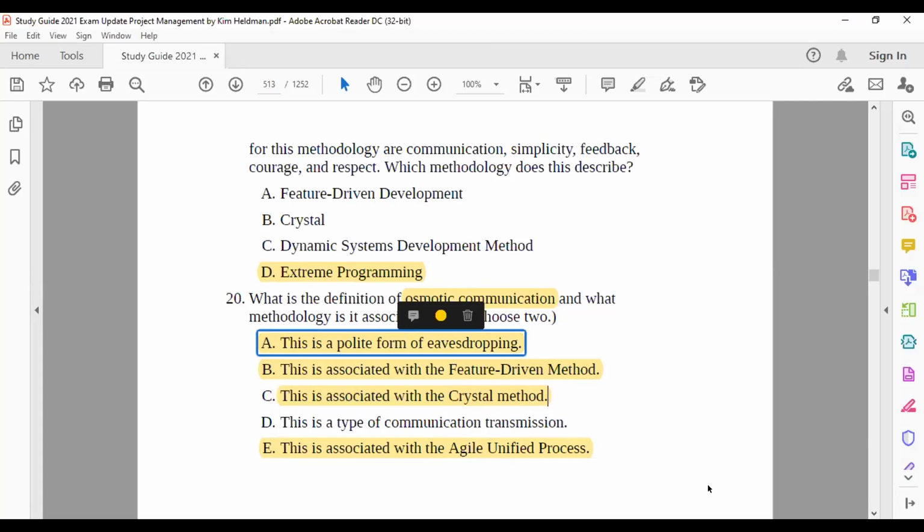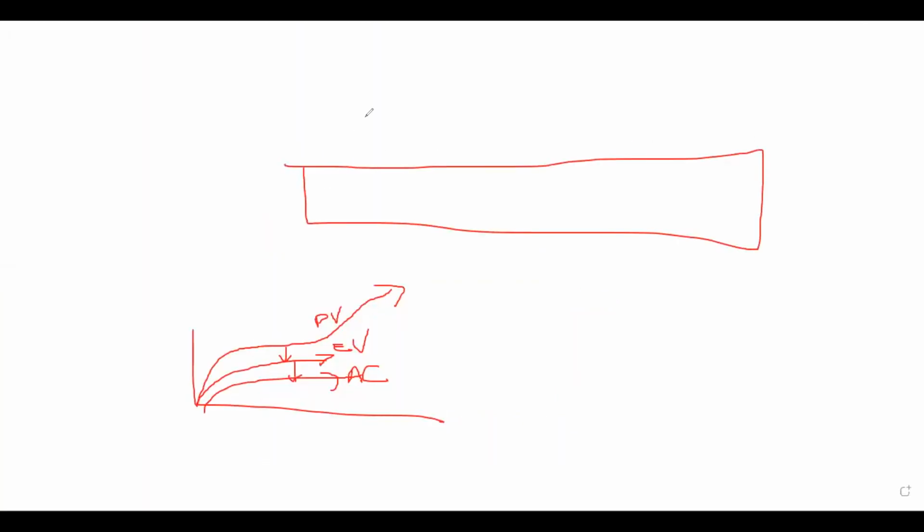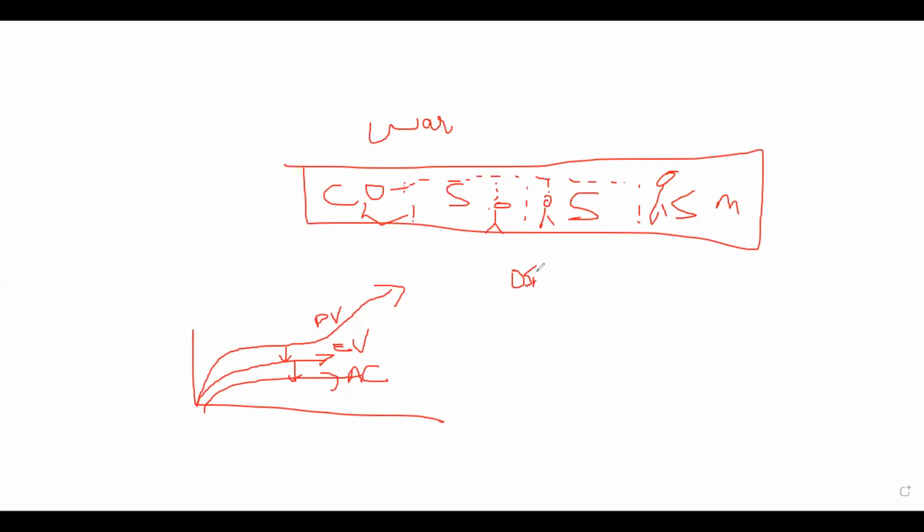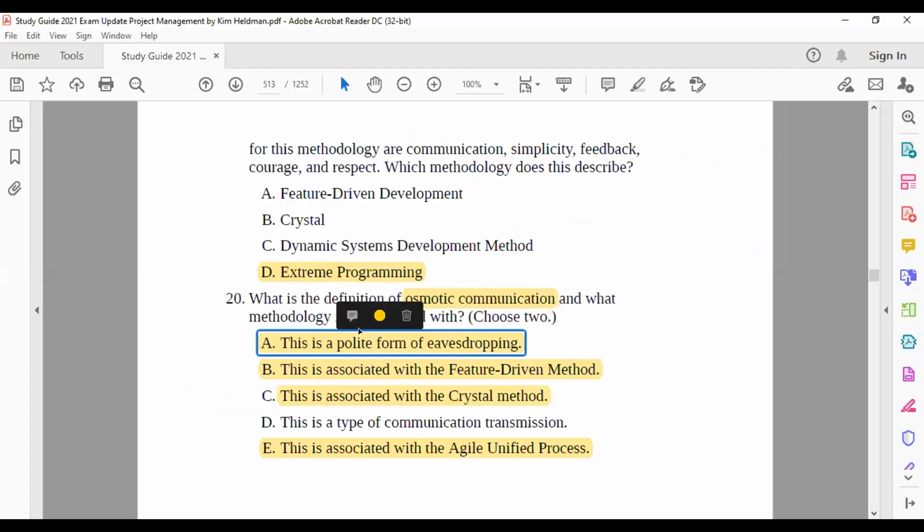What was osmotic communication? Let me repeat it before I go. We have a big hall, called a war room, where there are no partitions. We just define the wall: this is the customer, this is the seller, this is the sponsor, this is the subcontractors. So when someone speaks from here to this guy, he will speak louder. And when the message is traveling from here, anyone sitting here can hear. If the information is relevant to them, they will give you the feedback. Otherwise, they will keep quiet. That's what we call osmotic communication. So yes, it's eavesdropping. So A and which one? A and C are the right answers.